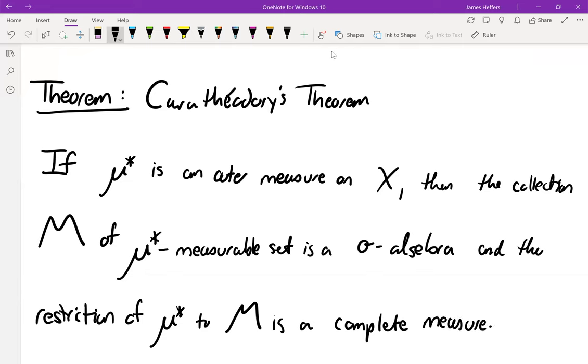Awesome. So if we have an outer measure, then the collection of mu star outer measurable sets is automatically a sigma algebra. And then if you just restrict mu star to M, you have a complete measure. Now, it's possible mu star might be applicable to sets that are not in the sigma algebra, but we're sort of not caring about that with this theorem. We're just saying as long as you have mu star, then when you restrict mu star to the collection of all outer measurable sets, you have a complete measure.